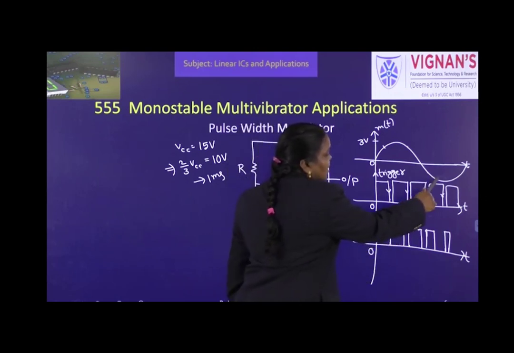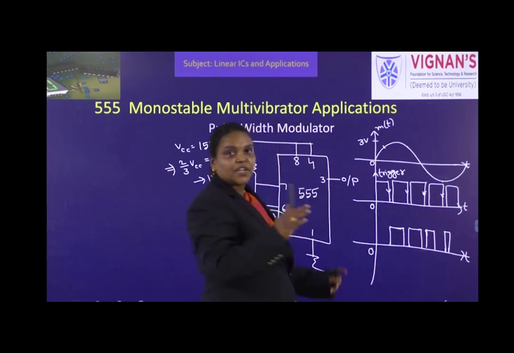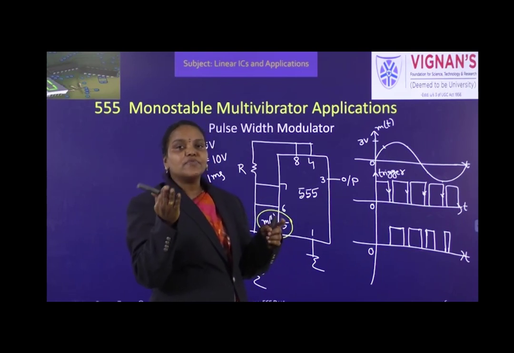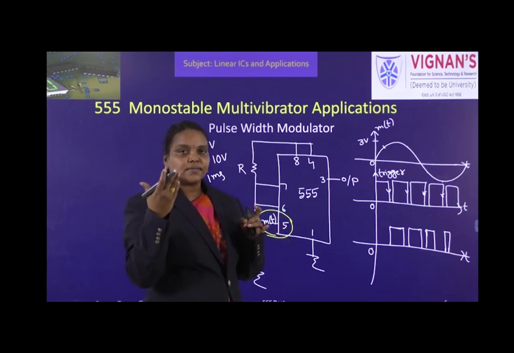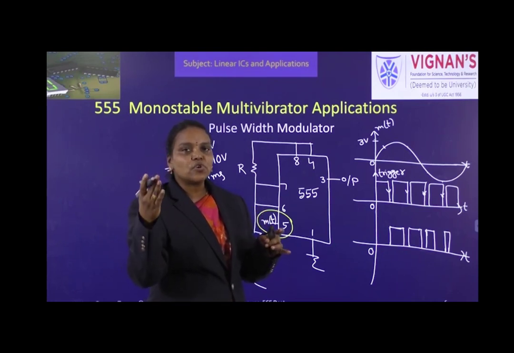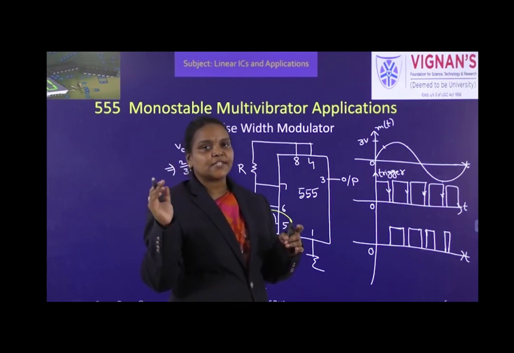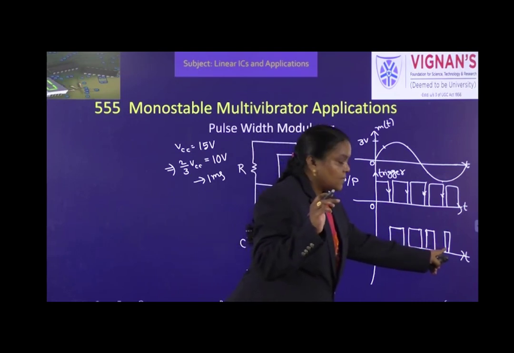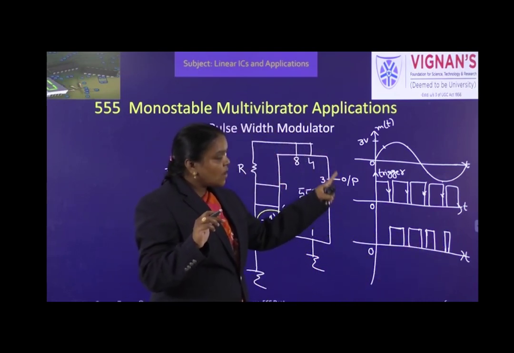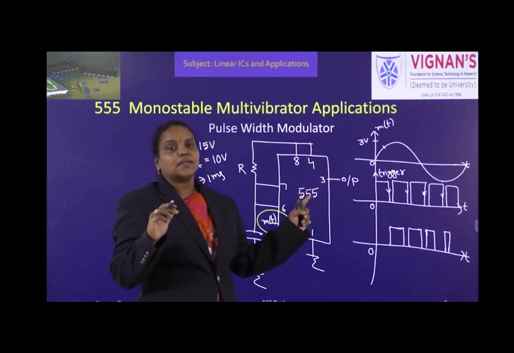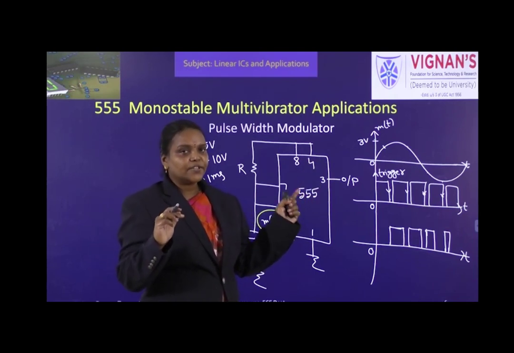And next if you see here, it is 10 minus 3, 7 volts only. So no need to reach 10, it has to reach only 7 volts, means it needs very less time. So the pulse width is based on the magnitude of the message signal. That's why it is called pulse width modulation.